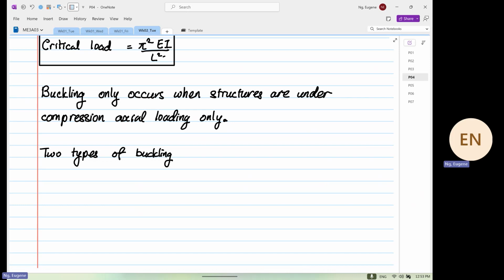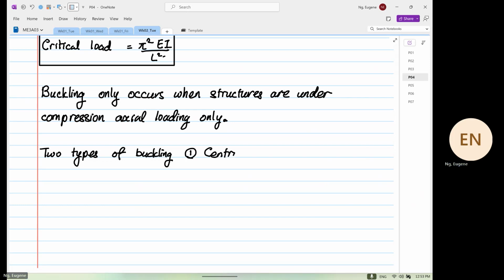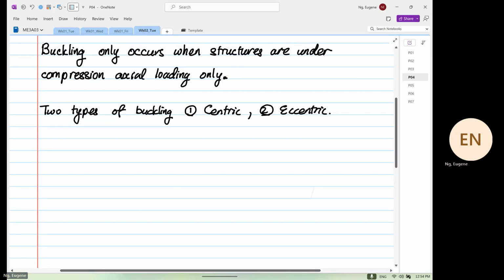Okay, there are 2 types of buckling. One, we call it centric, and the second one, we call it what? Eccentric. Have you all seen this term before? Yes or no? When Dr. Koshi taught you guys in what? Bending moment. Are we clear? In bending stress, you have centric and you have what? Eccentric. And the meaning is exactly the same.